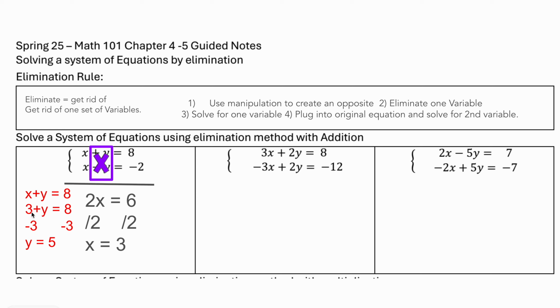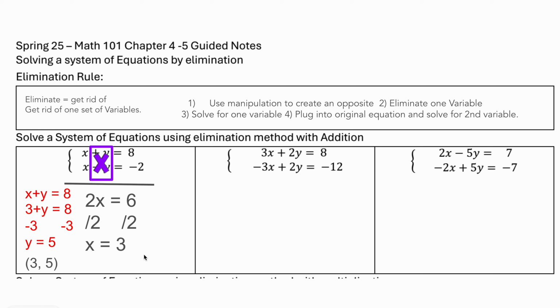In order to get y by itself, I need to get rid of this positive 3, so minus 3, but whatever I do to one side, I have to do to the other. 8 minus 3 is 5, and what's left here is just the y. So the solution is the ordered pair (3, 5), or x equals 3, y equals positive 5.